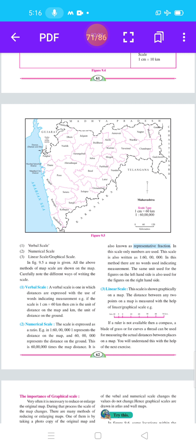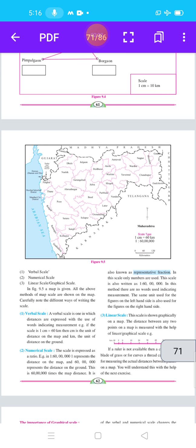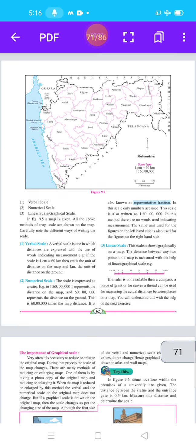Here, the unit of distance is different. On the map, centimeter is a unit of distance, and on the ground, kilometer is a unit of distance.